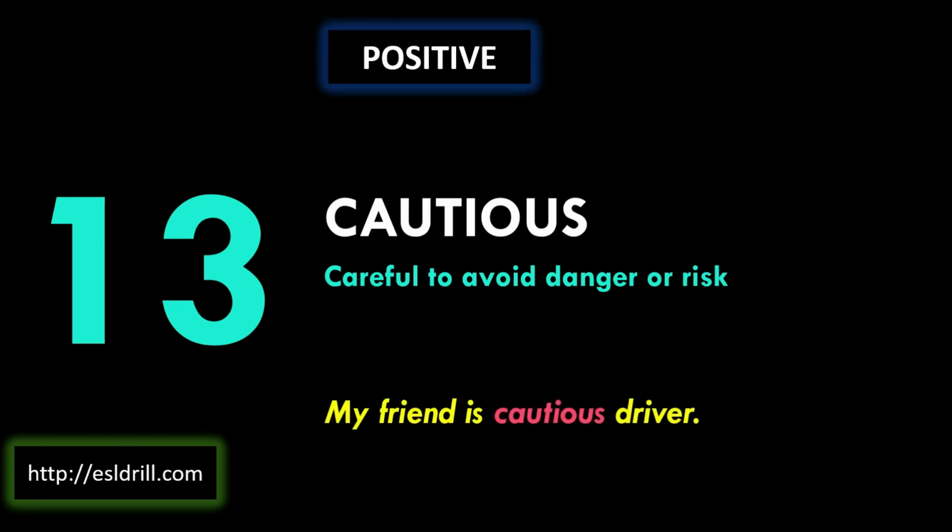My friend is a cautious driver. Here A is missing. My friend is a cautious driver. It means my friend is very careful when he drives. He is a very good driver. He tries to avoid danger or risk. Let's move on to the 14th one.